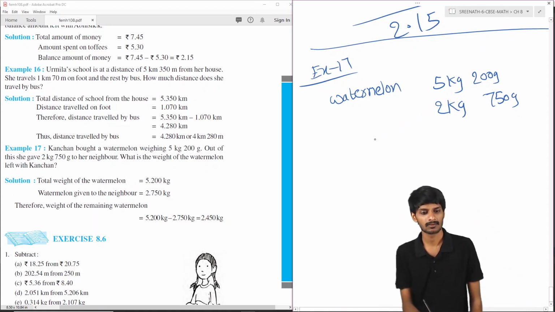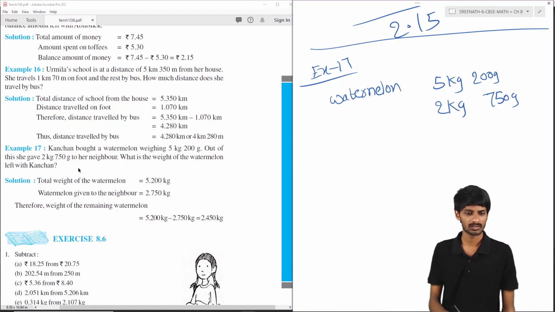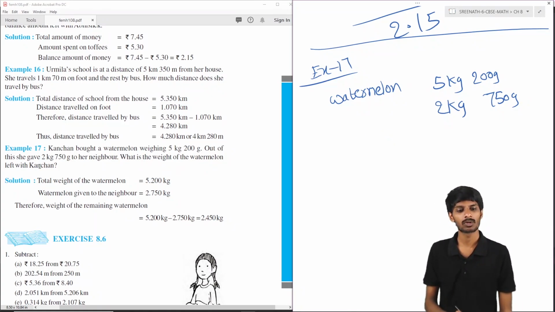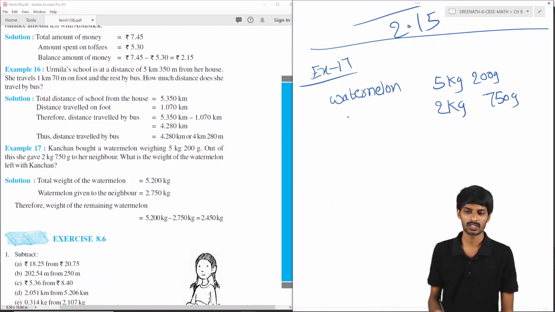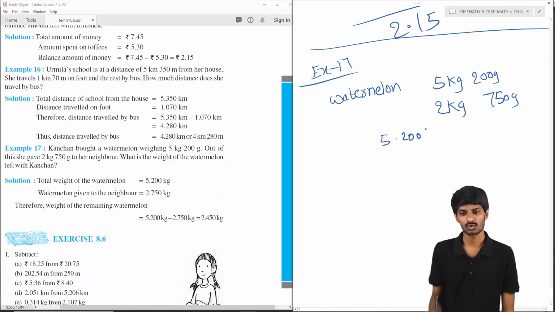Okay, students. So what is the weight of the watermelon left with Kanchan? So total weight of the thing is this, students. So he has given to his neighbor this much, students. So what is left with him? Just subtract it. So for that, first we have to write them in the form of 5.200 kgs, and that is 2.750 kgs.